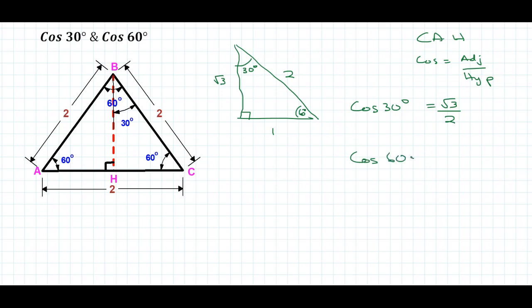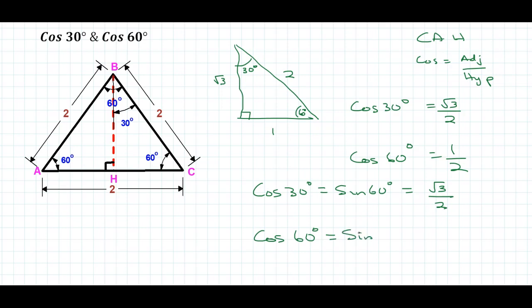Cosine 60 degrees is going to give you adjacent, which is 1, hypotenuse, which is 2. So therefore, cosine 30 is the square root of 3 over 2. Cosine 60 is 1/2. And we can make some conclusions here that cosine 30 degrees is the same as sine 60 degrees, which is equal to the square root of 3 over 2. Likewise, cosine 60 degrees is going to be the same as sine 30 degrees, which is going to give us 1/2.